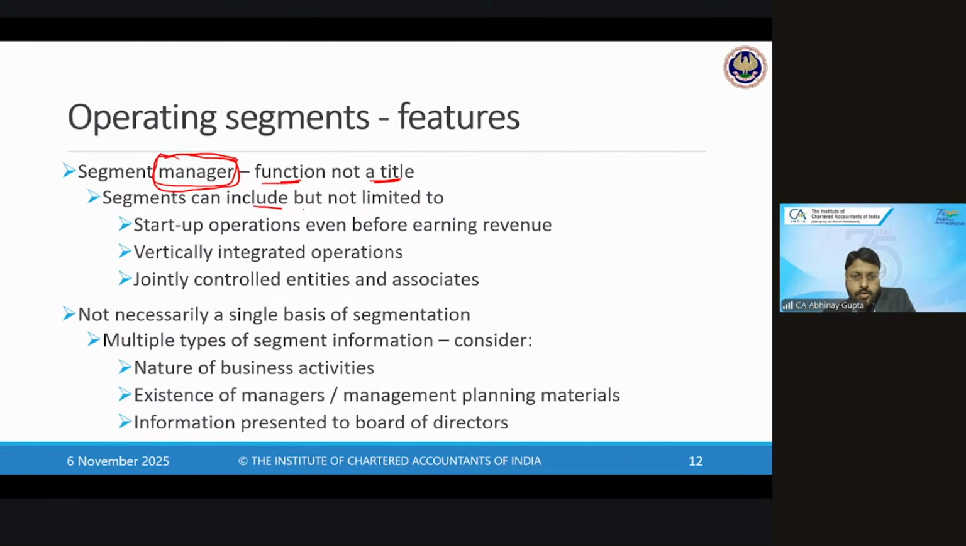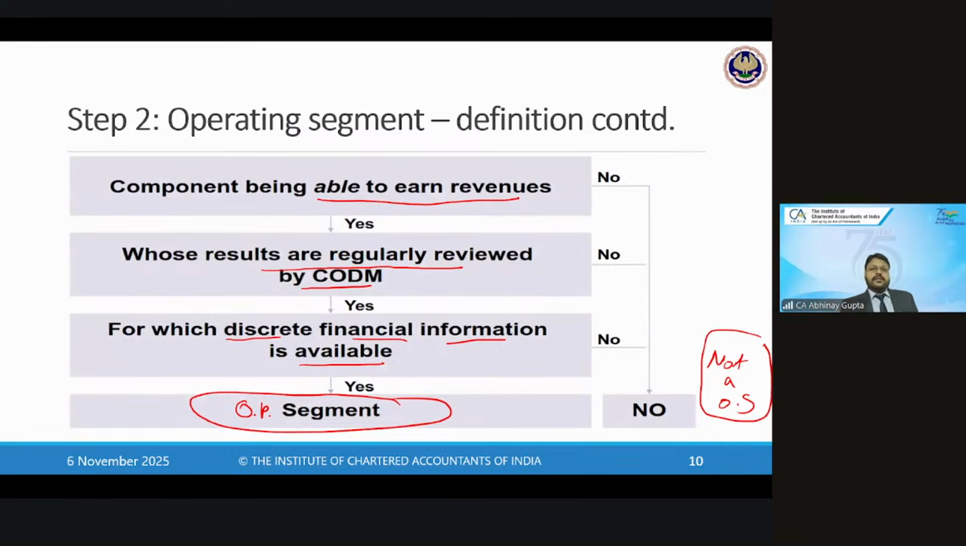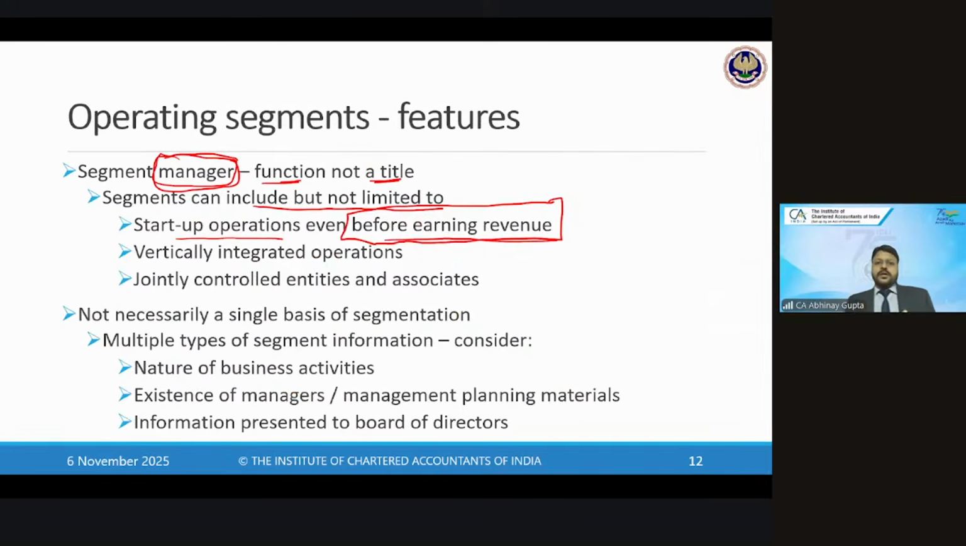Segments can include but are not limited to startup operations even before earning revenues. Now the things are getting tricky. Just now we studied that condition number 1 is that the component is able to earn the revenues. If the component is not able to earn the revenues, then it will not be meeting the definition of the operating segment, right? And now the standard again is saying that if a company is starting up, or is starting into some new business over and above what other businesses it is doing, right?